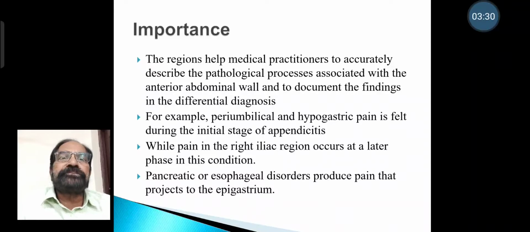For example, periumbilical or hypogastric pain is felt during the initial stages of appendicitis, while the pain in the right iliac region occurs at a later phase in this condition. Pancreatic or esophageal disorders produce pain that projects to the epigastrium.